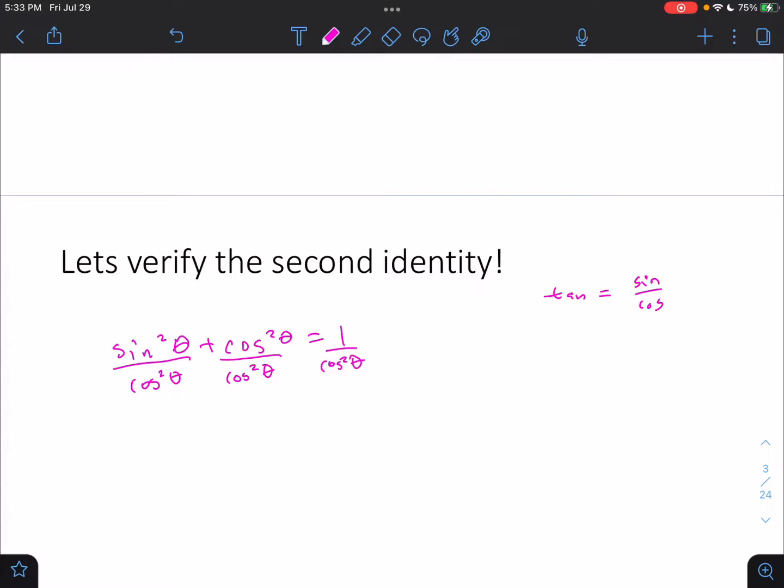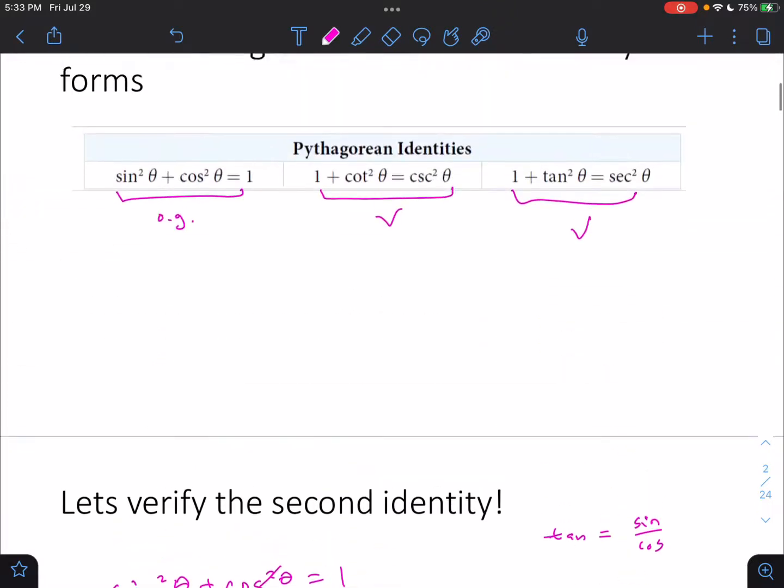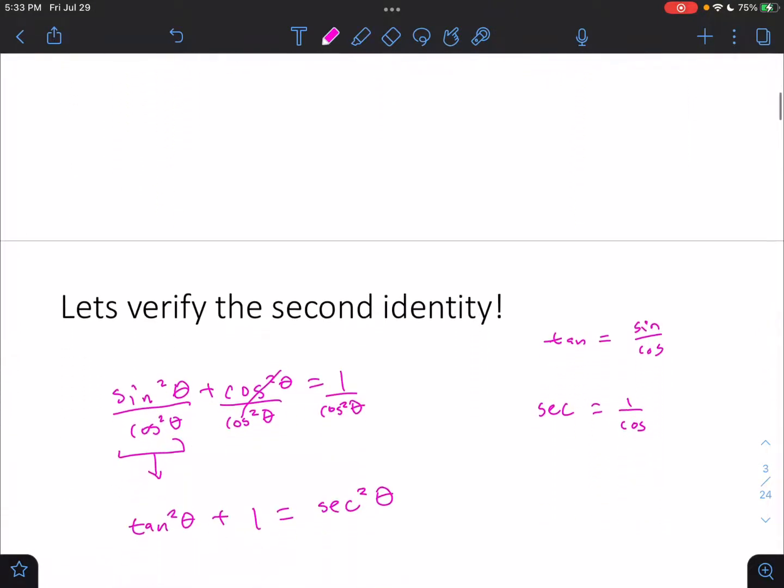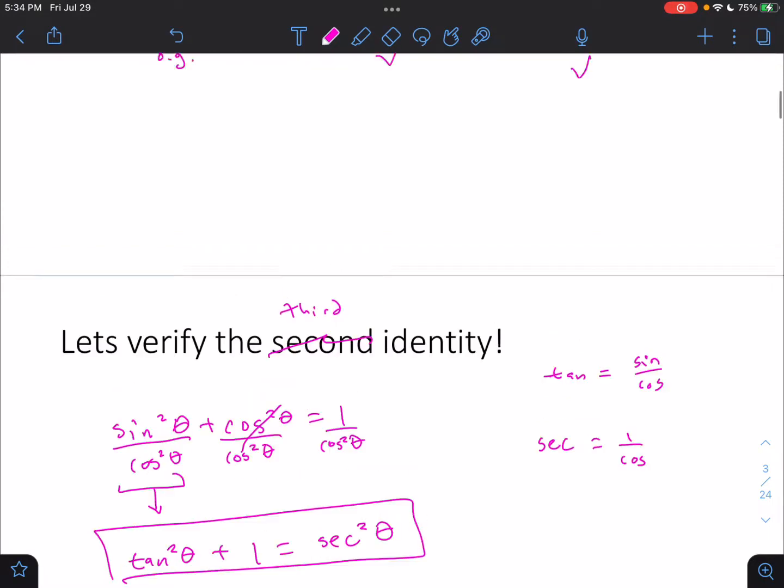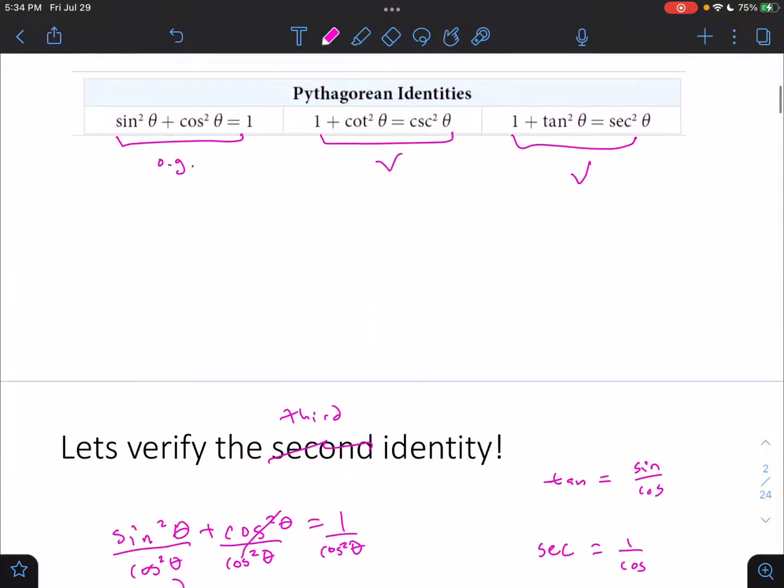So we're going to rewrite this. This turns into tangent squared theta plus 1 equals 1 over cosine, and we'll see this later. 1 over cosine is actually its counterpart, secant. And this is going to be secant squared in that case. And we actually verified the third identity, so scratch this out. This is the third identity. And here we have it, tangent squared, again, it's rewritten differently.